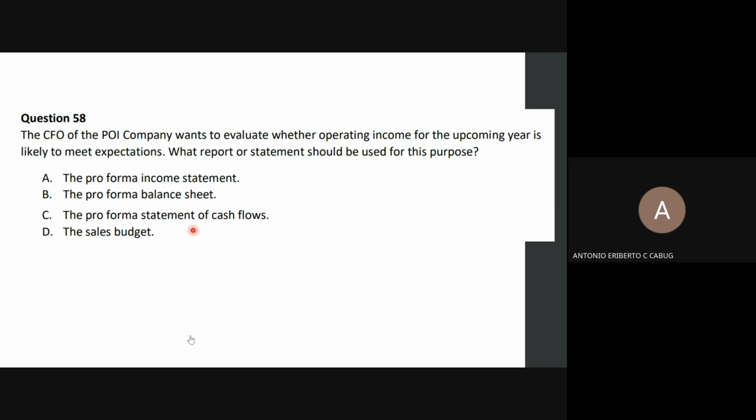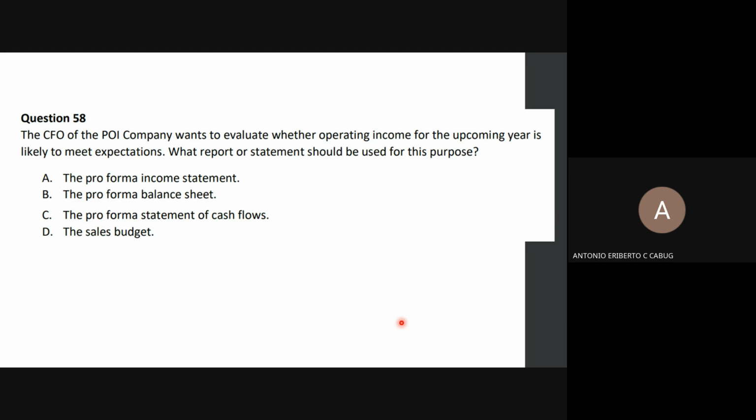Okay, what is your answer? The CFO of the POI company wants to evaluate whether the operating income for the upcoming year is likely to meet expectations. Okay, operating income, right? So the report should be based on, please enter your answers, everyone.